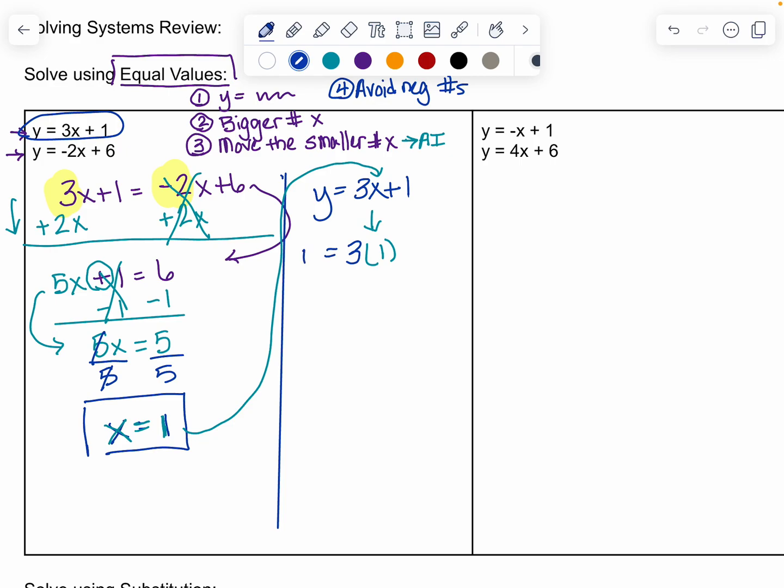Bring down the equals, bring down the y, bring down the plus 1. 3 times 1 is 3. 3 plus 1 is 4.